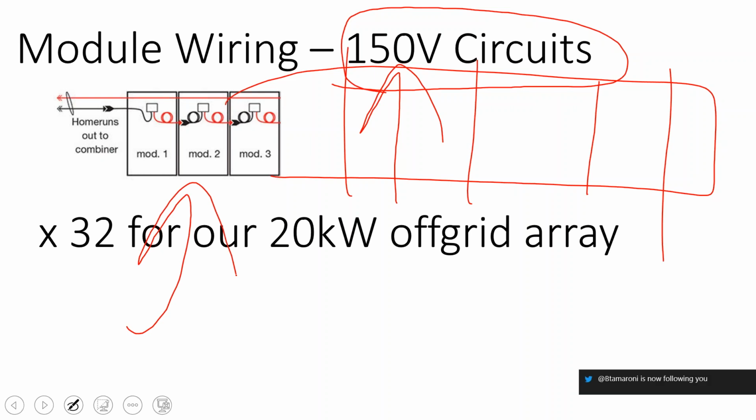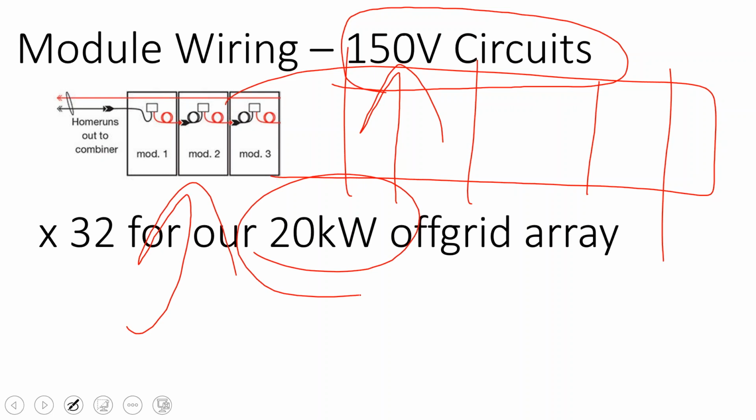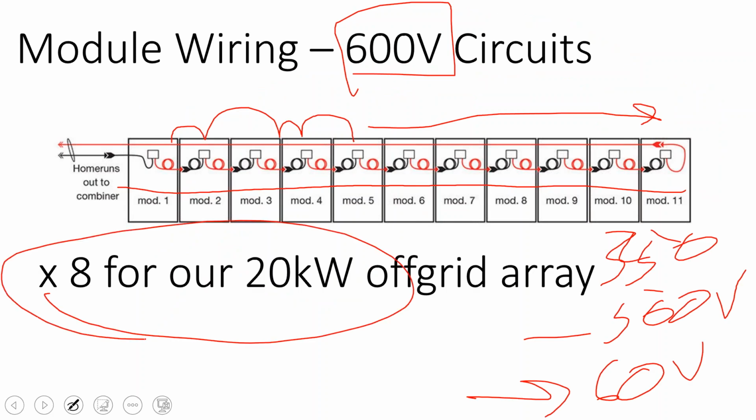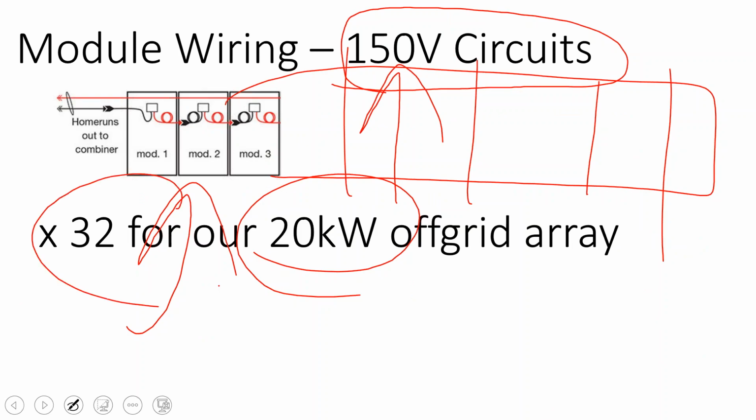And so what that means is if we're putting a 20 kilowatt array on top of this barn that's going to hide the batteries, house the batteries, and supply power to the home, on a 20 kilowatt array, that might be 8 circuits of modules for 600 volts, whereas we'd have to do 32 circuits for an equivalent 150 volt system.